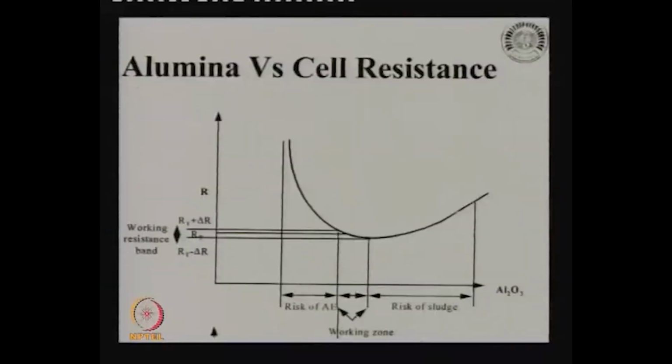Similarly, alumina, you see the alumina versus cell resistance. If the alumina falls too far below a limit, you will have what we call anode effect. Some gases cover the anode and aluminum cannot be deposited. Then sparks go from one cathode to anode without causing electrolysis, it only causes heating.